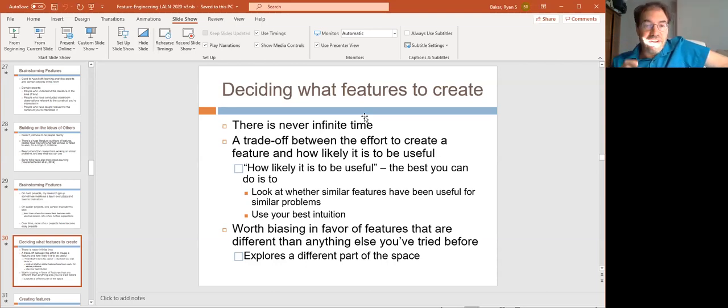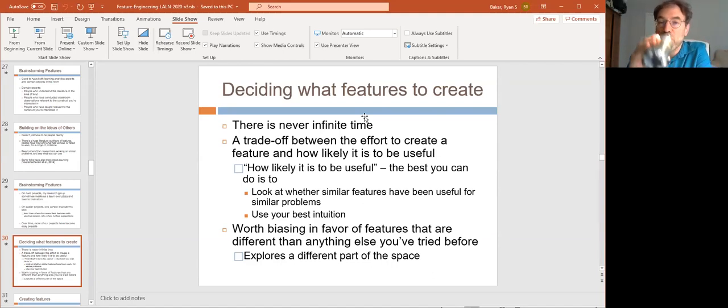There's still never infinite time. There's a trade-off between the effort to create a feature and how likely it is to be useful. I mean, obviously, you can't know how useful it'll really be because you'd have to actually build the feature, and that would miss the point of studying whether you need to build the feature. But you can look at whether similar features have been useful for similar problems, and you can use your own best intuition. And your intuition doesn't have to be very good because you got to start somewhere.